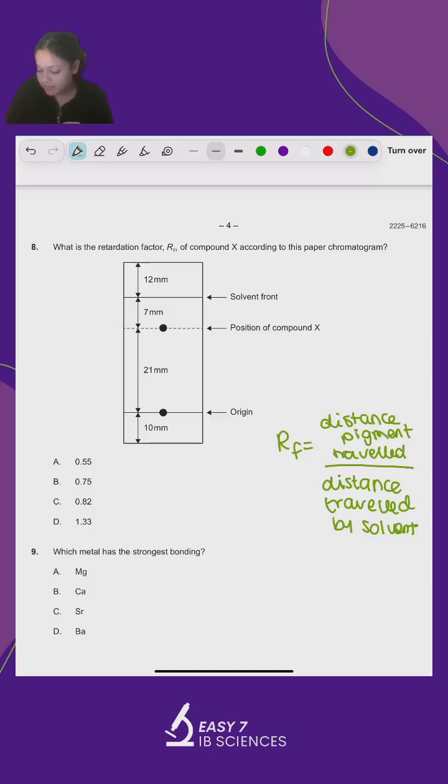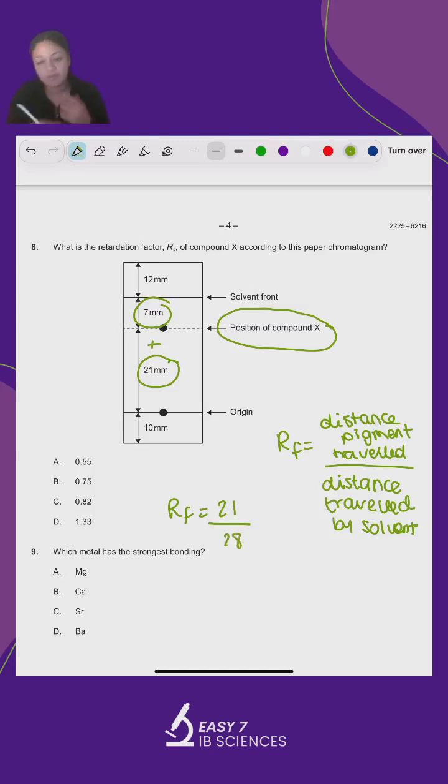So if this is the pigment or compound X, the distance that it has traveled from the origin is around 21 millimeters. So RF is equal to 21 over the distance that the solvent has traveled, which is 21 plus the 7 millimeters there. So 21 over 28. And anyone have a calculator to calculate that? I think that should be around 0.75. So that's B.